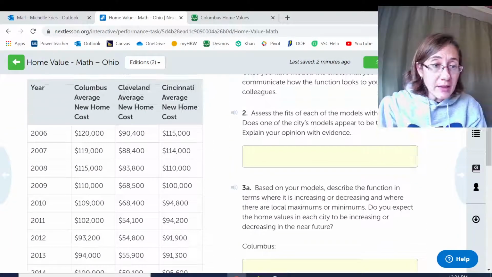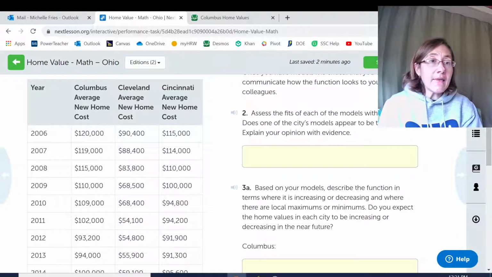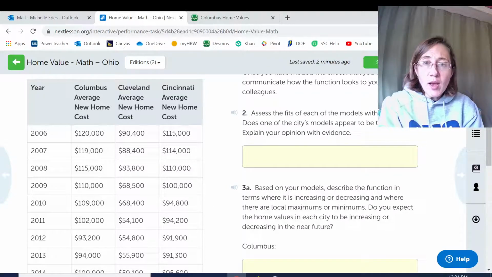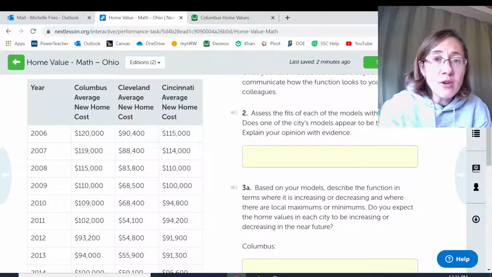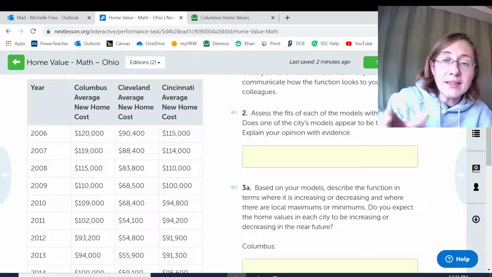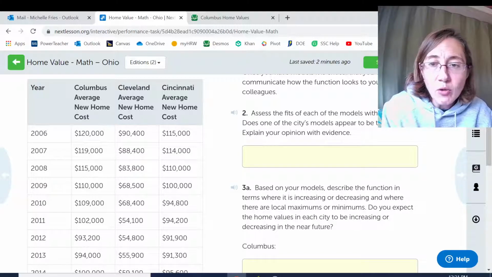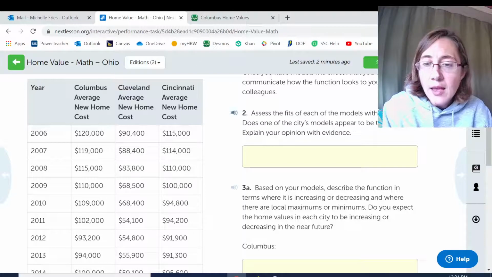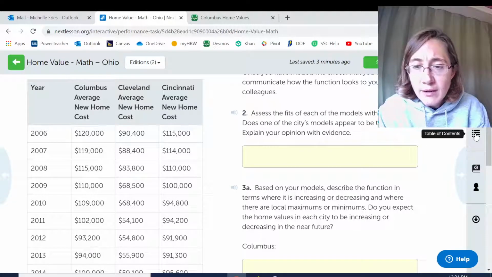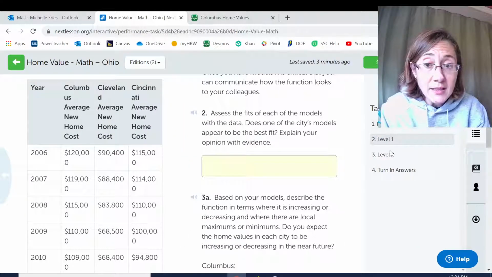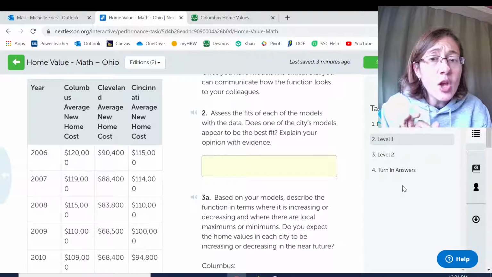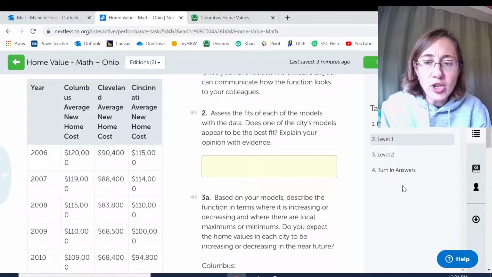Okay, and that is everything that we're going to do for level 1. So I'll go over level 2 in the next video. Make sure that you save your work. There should be a button that says Save Draft. Mine's in the upper right-hand corner, so I think you'll have that as well. And then I'll tell you now, the turn-in feature is under Table of Contents. It will say turn in answers at the end, okay? So you don't need to do it today after level 1. We'll do it tomorrow after we do level 2, but I wanted to show that to you now.